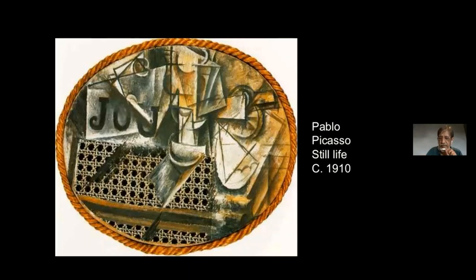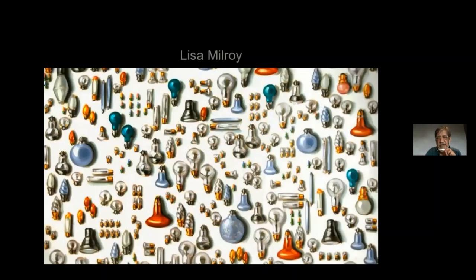Or Lisa Milroy, she's much later, she's from the 1990s and she does these which can be seen as a window display of bulbs. So there's no sense of depth. It's very flat. It's a very short kind of depth, if at all. It's like almost bulbs are displayed in a shop window. And it is also possible that you don't have any necessarily foreground, background, middle ground kind of thing. Everything is up on the surface.